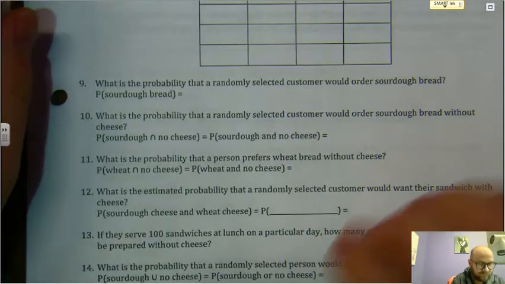Okay, let's go ahead and turn it around. Okay, whoops, I'm a little too high there.